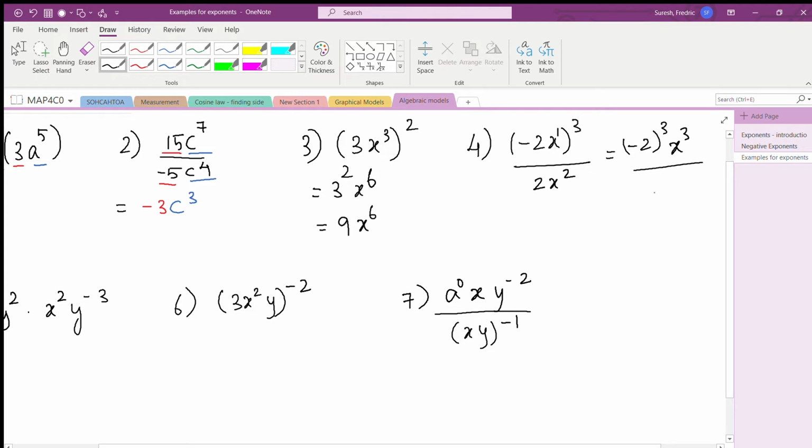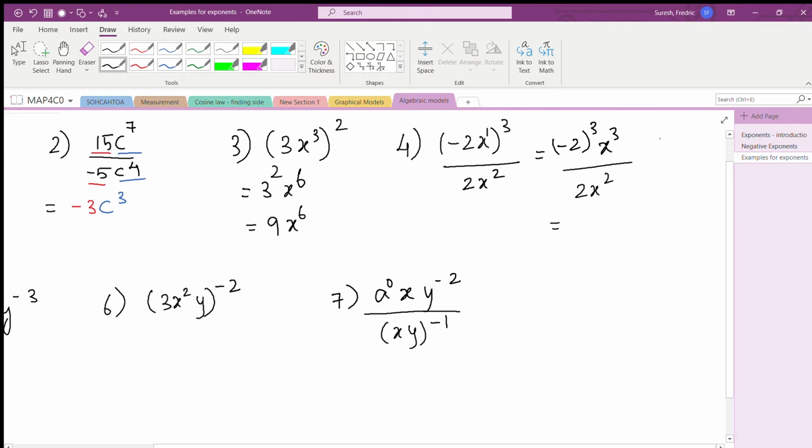This divided by 2x squared. Let me put it over here for you. Negative 2 to the power of 3 would be negative 2 times negative 2 times negative 2. So you're multiplying it 3 times. Negative, negative, negative will give you a negative. 2 times 2 is 4. 4 times 2 is 8. So I have negative 8 x to the power of 3 divided by 2x squared.